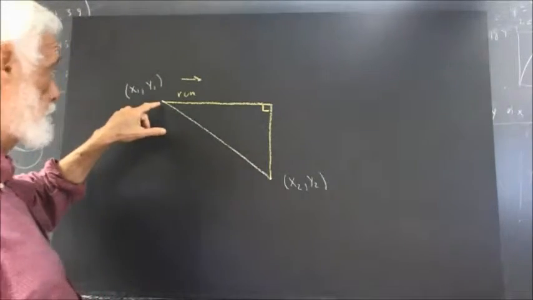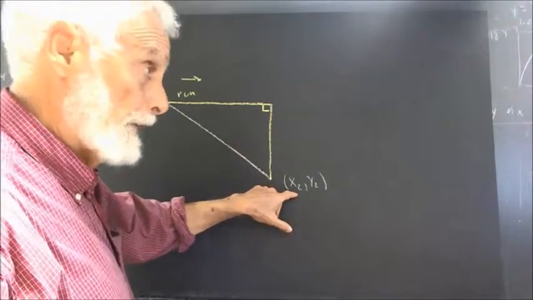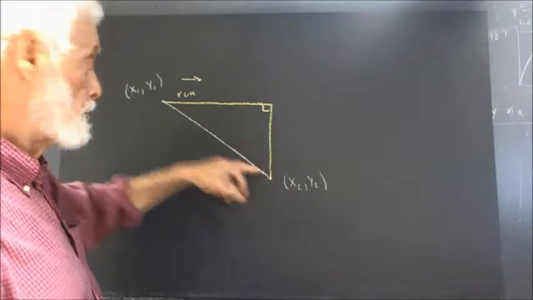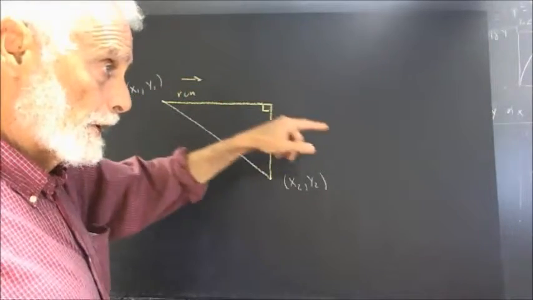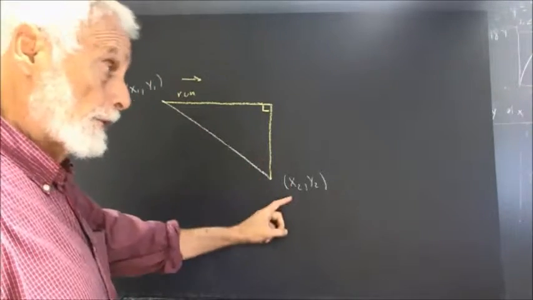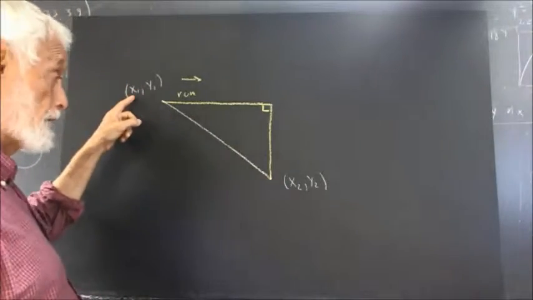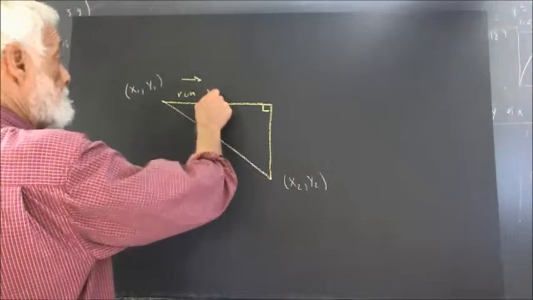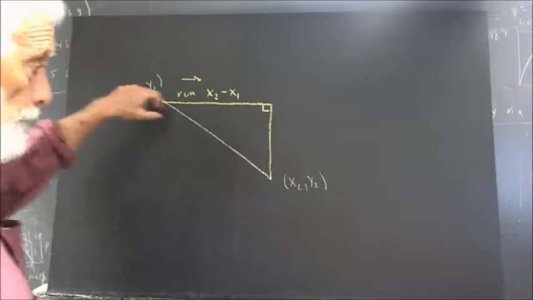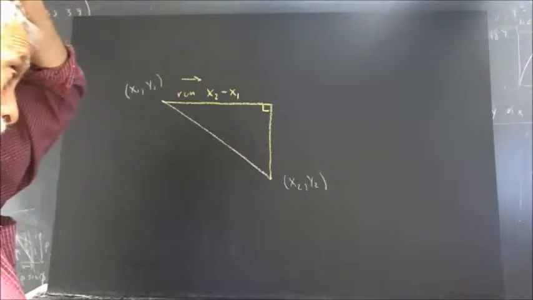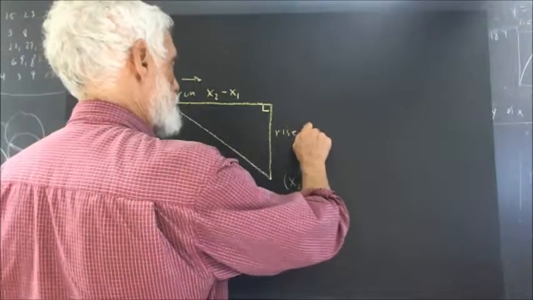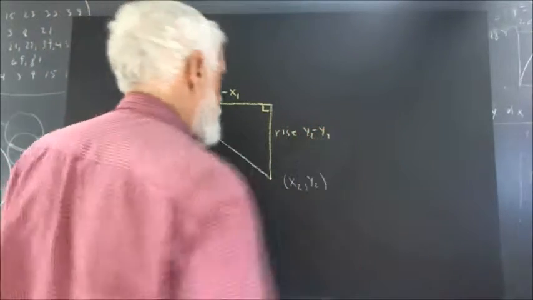For example, if this coordinate is 5 and this coordinate is, let's say, 12, our run would be from 5 to 12. That would be a run of 7. And we could get that by subtracting the first, the 5, from the 12. We wouldn't subtract the 12 from the 5. So the run is going to be x2 minus x1. Again, if we think of going from the first point to the second. What's the rise? It's going to be y2 minus y1.